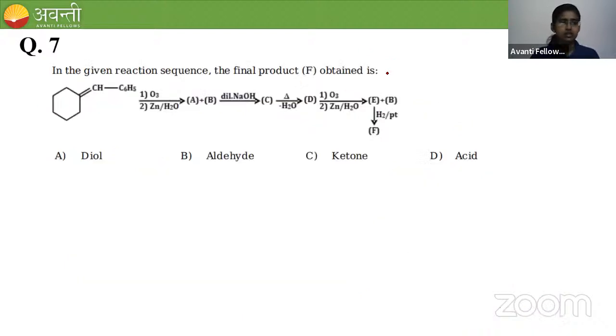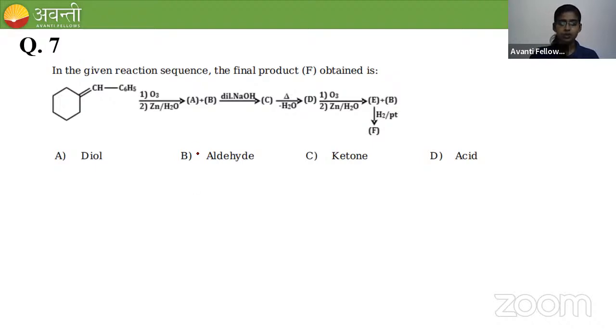So we'll go for question number 7. What is question number 7? In the given reaction sequence, you have to find out the final product F. It is very easy. You don't have to get scared of seeing the question. Just go slowly. First a reactant is there, and that reactant is going to get treated with ozone. That is, you have to do the ozonolysis reaction here.